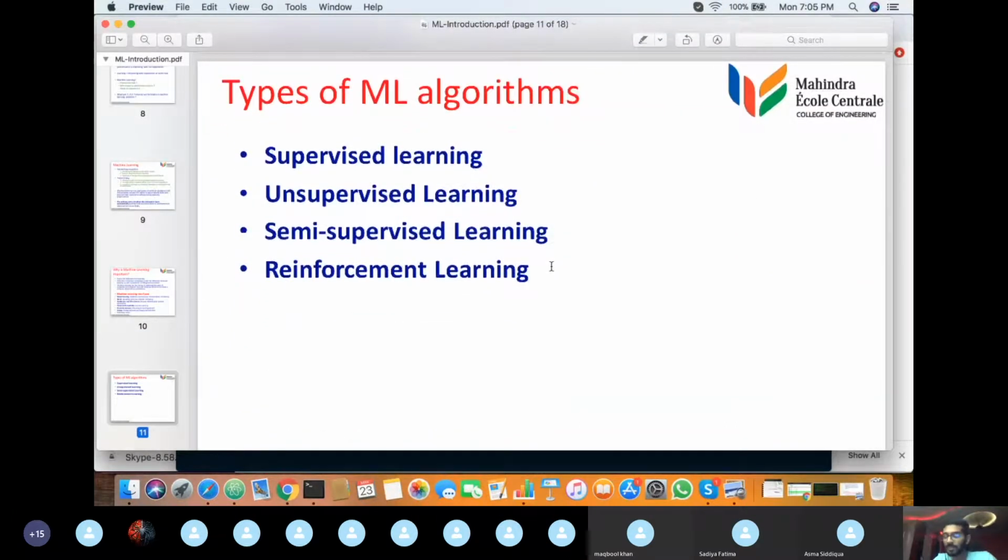So now machine learning algorithms are divided into four different types. You have supervised learning, unsupervised learning, semi-supervised learning, and reinforcement learning. Each of these is different in its own way. For example, supervised learning is where you can actually perform a proper classification of things, because in supervised learning your data set is going to be labeled. You know that your data is labeled.